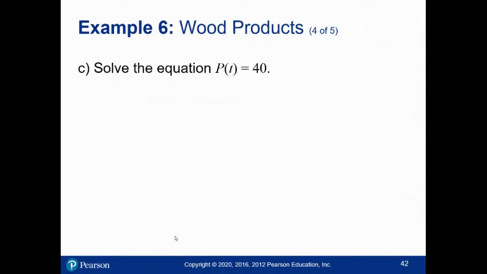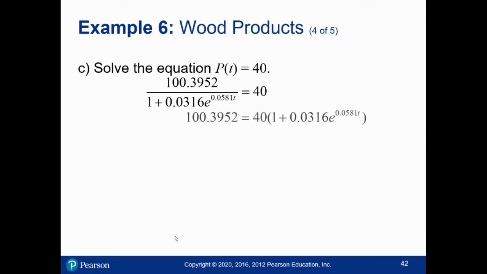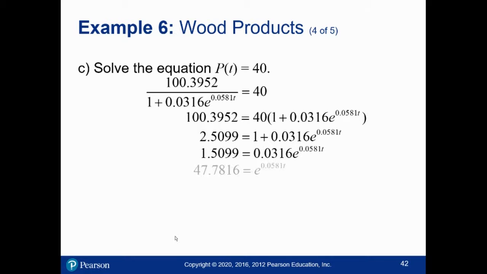Okay. When is it down to 40? So we set the end result equal to 40 and solve. Multiply the numerator, divide by 40, subtract the 1, divide by 0.031, take a natural log, and divide by 0.0581, and you get 66.6 years. So it takes over 65 years to get down to 40%.